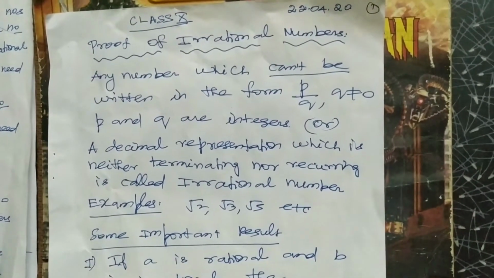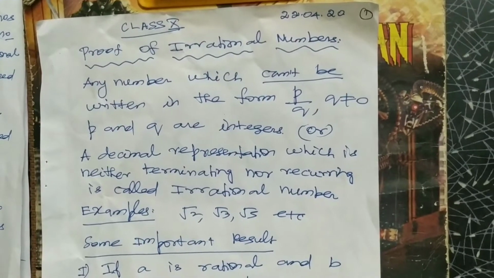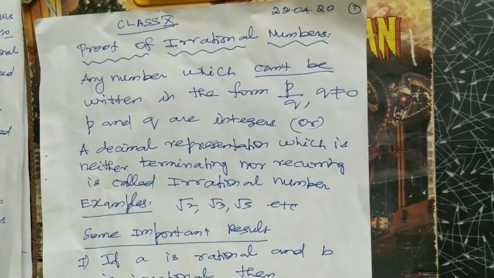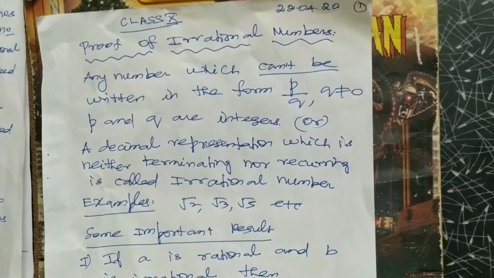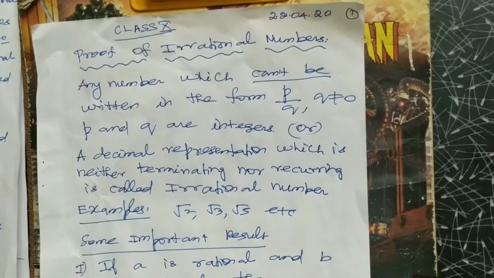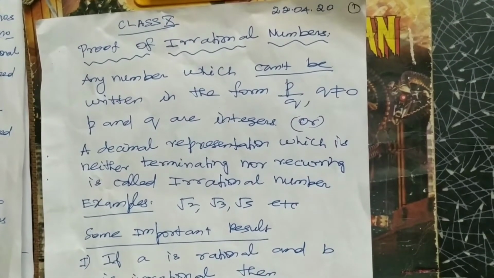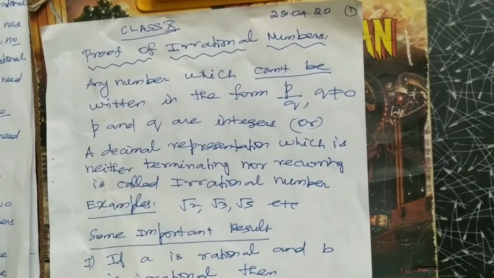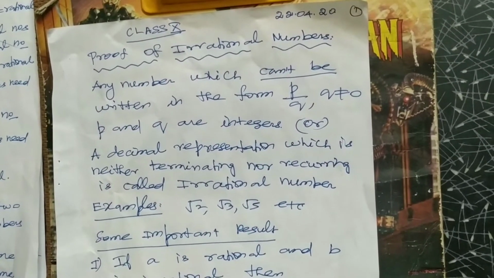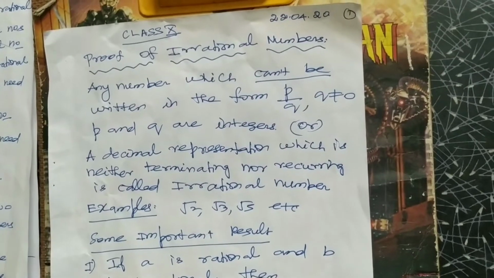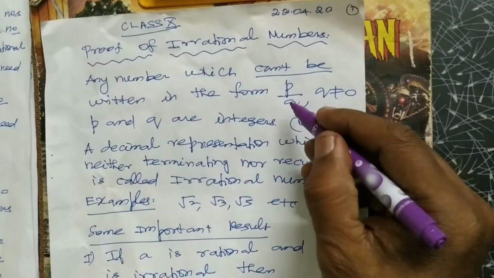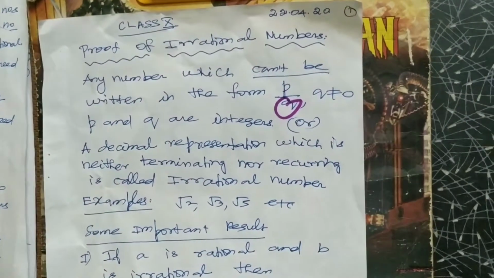You know the rational numbers are in the form p by q, q not equal to 0, and p and q are integers. A number which cannot be written in the form p by q, q not equal to 0, a number which is not rational, is called irrational. That is most important: q not equal to 0.